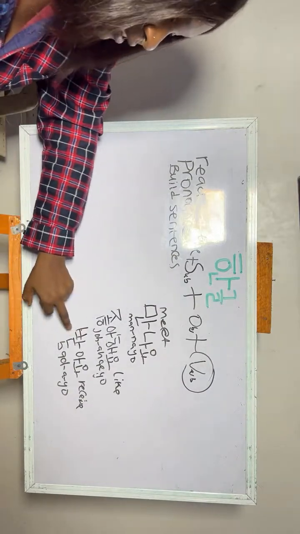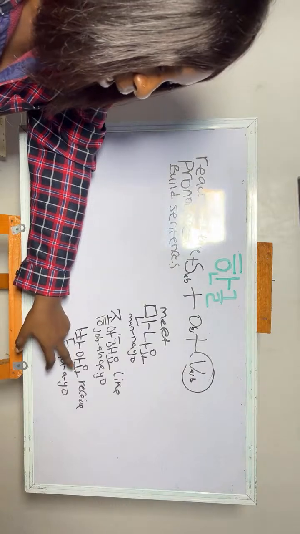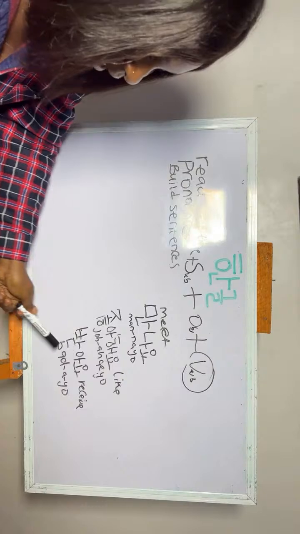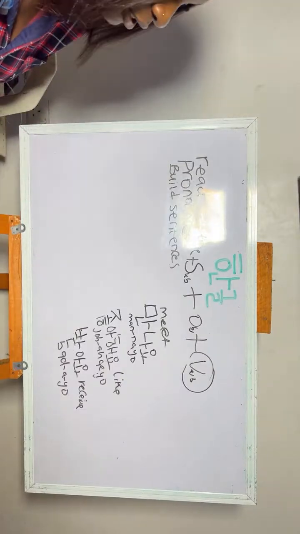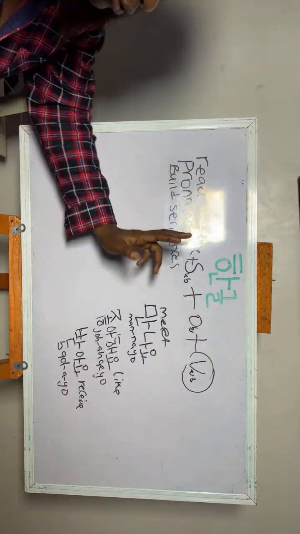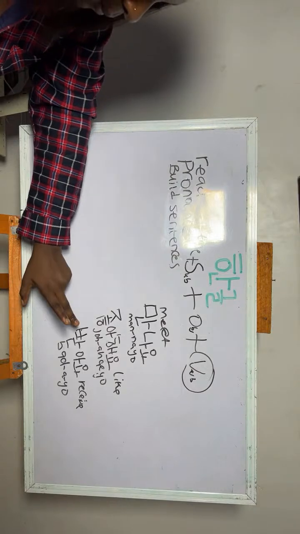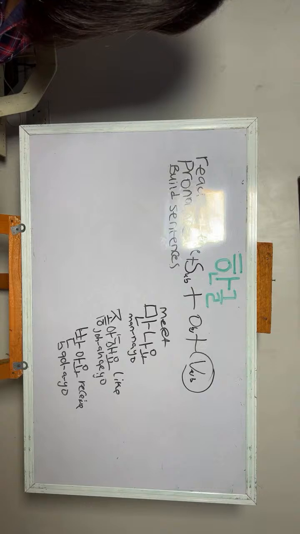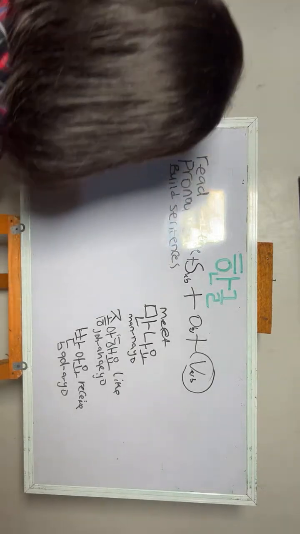Then the last verb is badayo. So there is a D here, badayo. You just pronounce the D with the A, badayo, to receive something. So mannayo, joahaeyo, badayo. Let's use these verbs to make sentences.